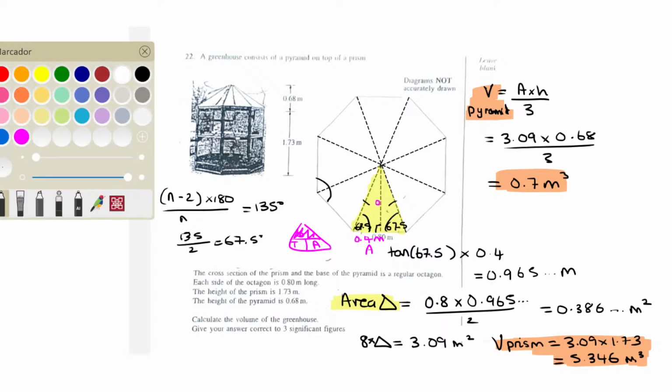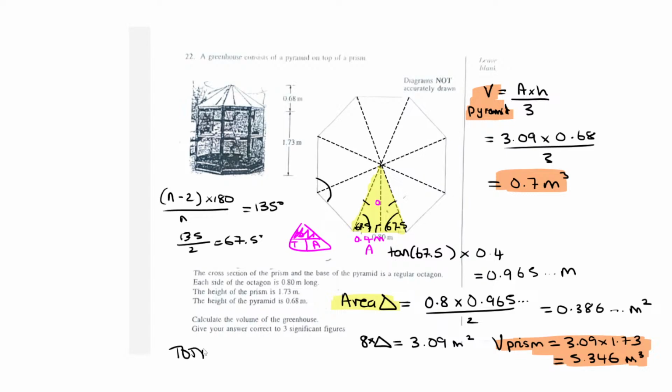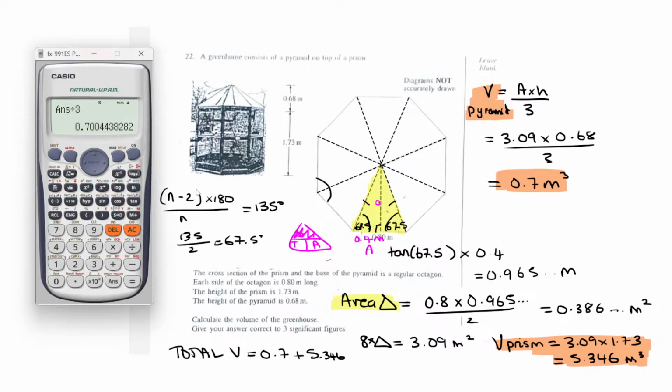Now I guess we just add them together. It's a compound shape, isn't it? So the total volume would be the 0.7 plus the 5.346. I'm just going to take my whole answer there. What do they say to round it to? Now that I'm at the end, I'm going to actually round this. The volume down here at the bottom is the volume of the prism, and the one up here is of the pyramid. Obviously, they need to be separate because they're two different shapes, aren't they?